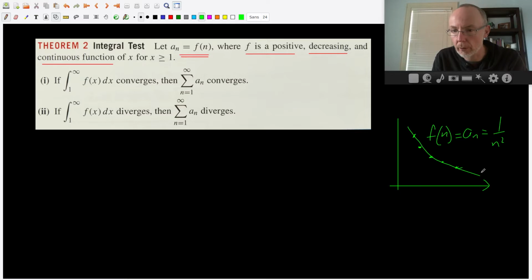They're the points along that smooth curve. So there's our n-axis, and there's 1, and there's 2, and there's 3, and so on. So these are positive numbers. They're definitely decreasing. 1 over n squared is continuous for all n bigger than or equal to 1.